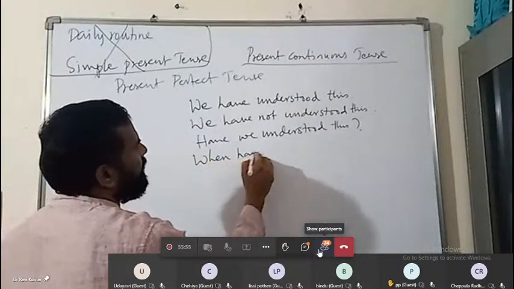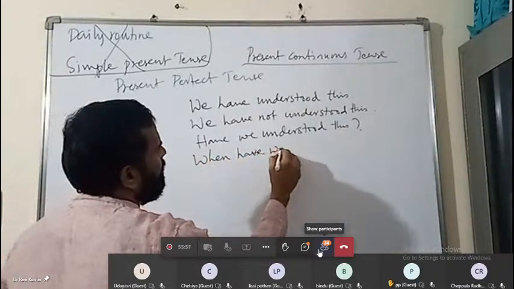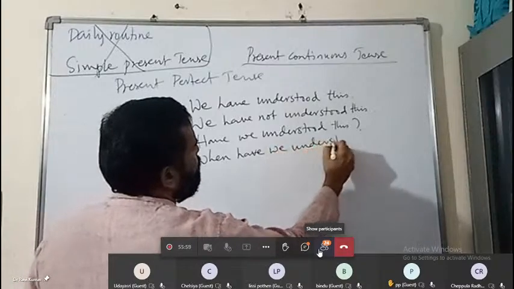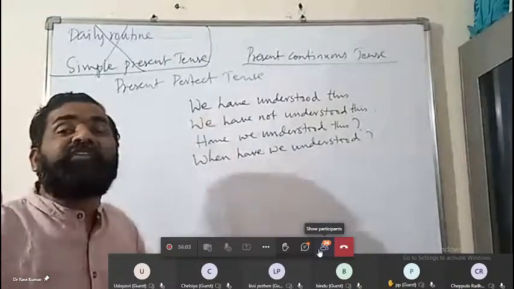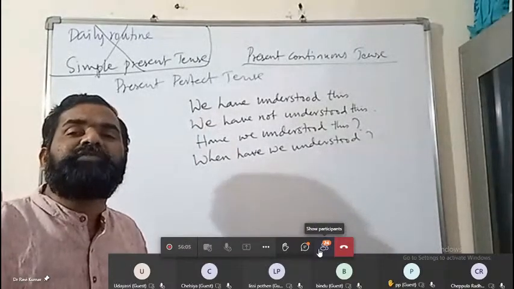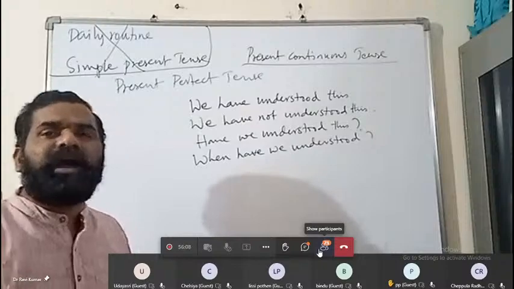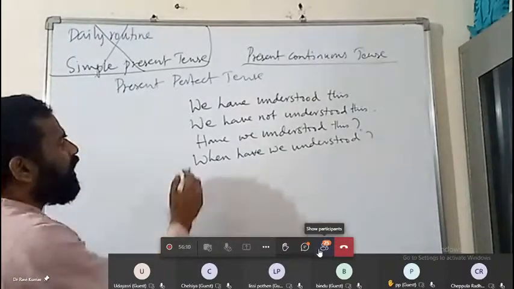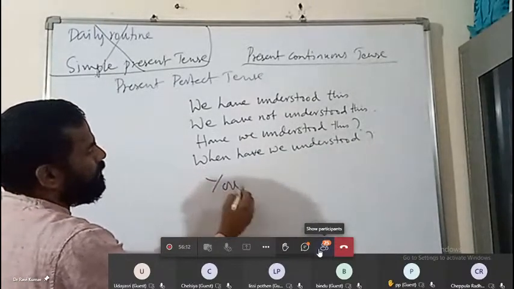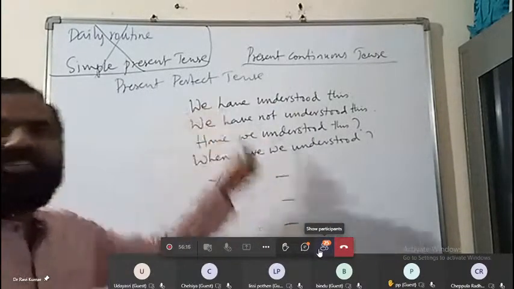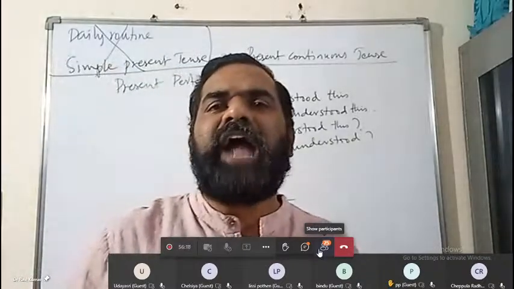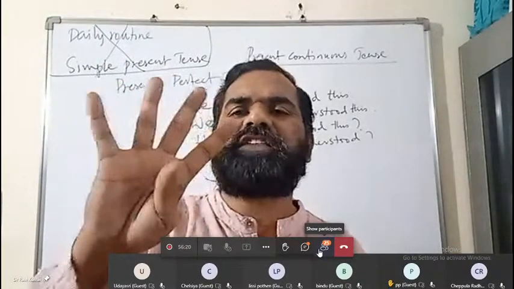When have we understood this? Now it's a plural subject. We, therefore we have. Plural subject, we have, helping word and V3. Now you please try with you, all the 4. Please take down examples with we and you try 4 examples with you.